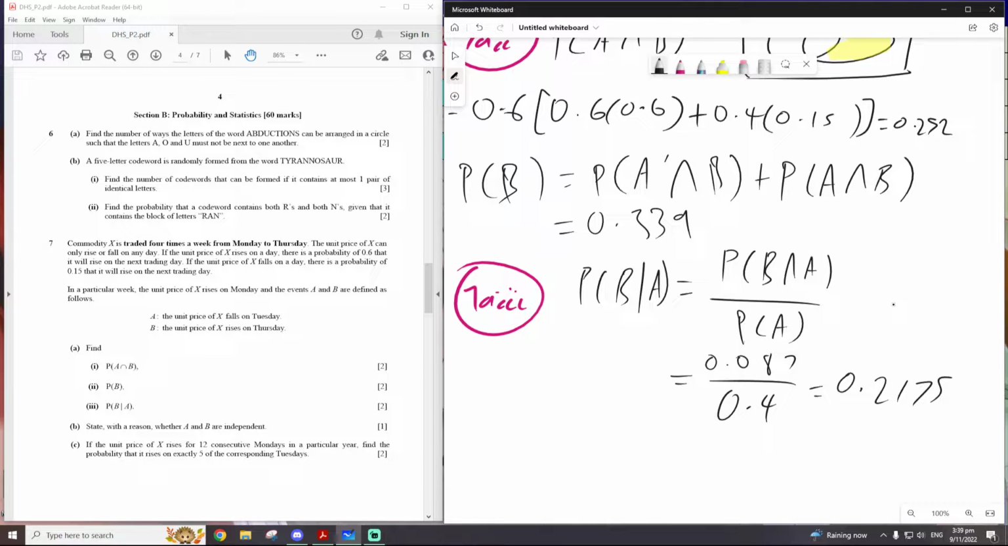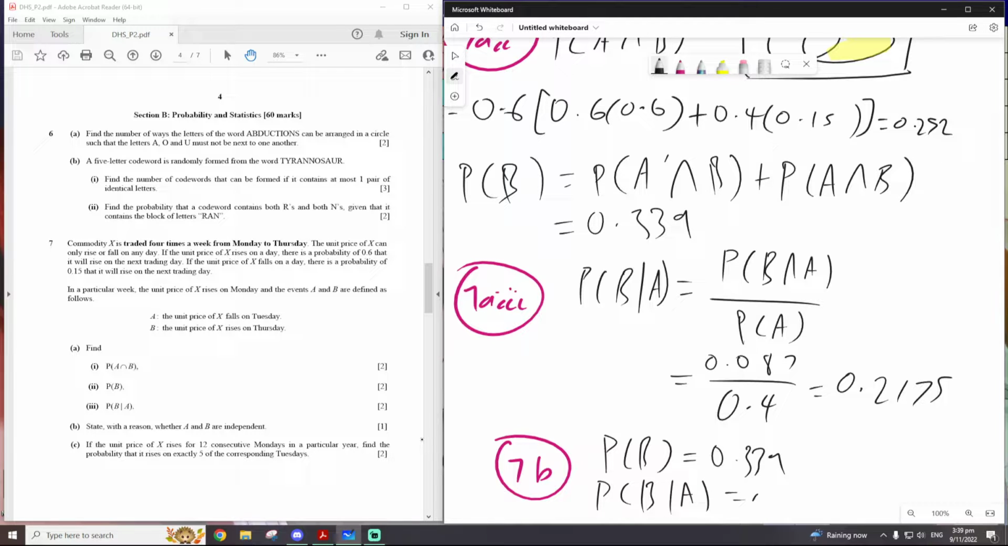So are A and B independent? Obviously not, right? Because if P(B given A) is equal to P(B), then that would be the case. But we just need to write P(B) is 0.339. P(B given A) is 0.2175. Okay, not equal. So they are not independent.